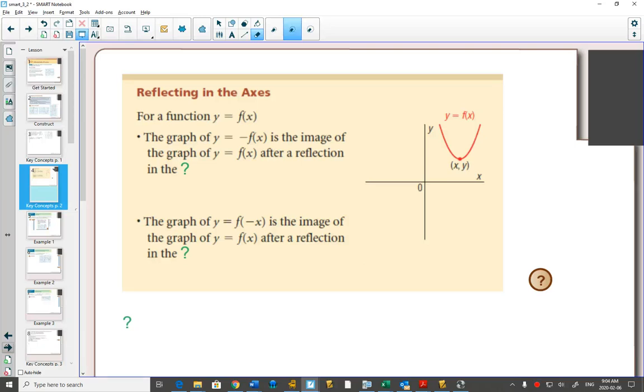So they give us the graph of f of x, and now we're going to find out what negatives do. The first one we're going to look at is what happens when there's a negative, and I'm going to say that negative is outside of the function. Does that make sense?